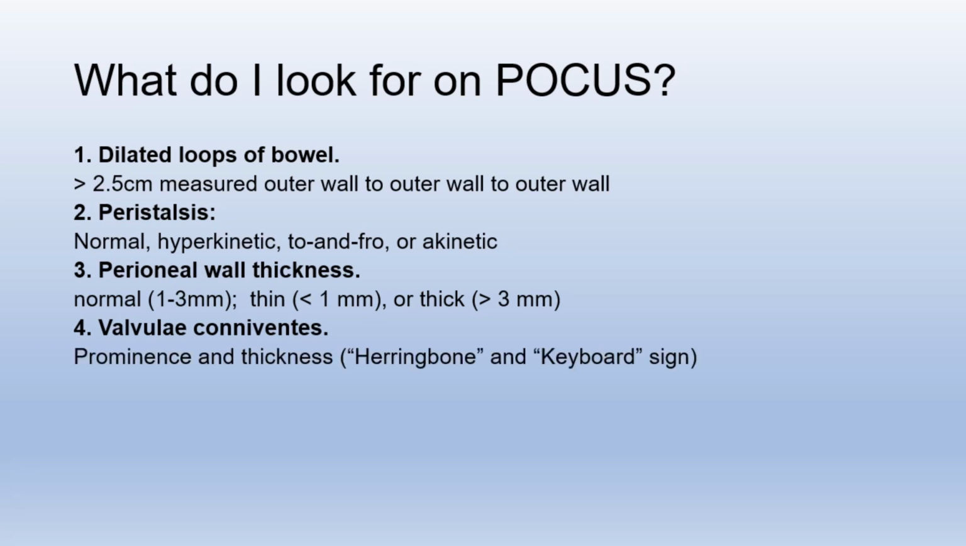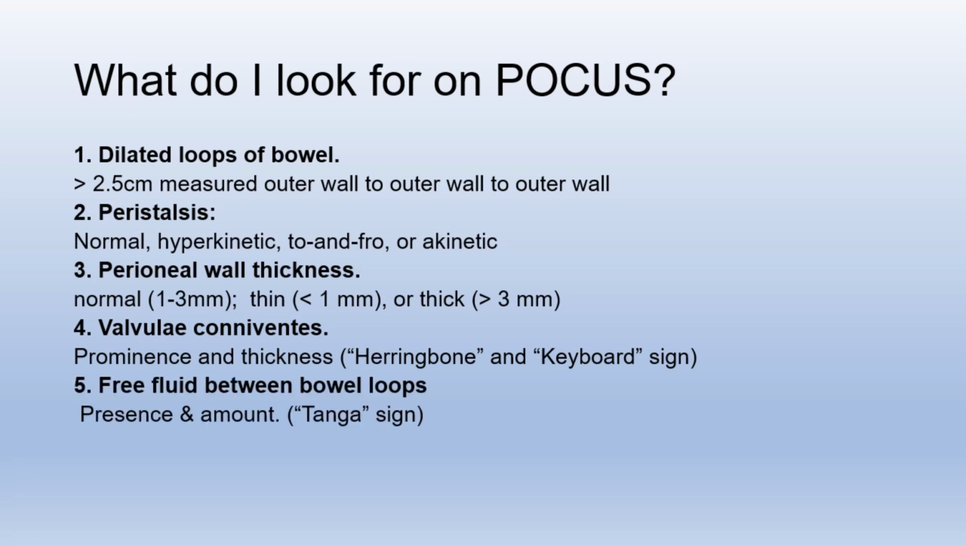Then you're going to look at your valvulae. And as you saw in those two cases, this is a little subjective. So prominent and thick, yes, but how prominent and thick is concerning. So remember, you're looking for the hairbone sign going across the bowel, like fish ribs, and the keyboard sign, which looks like a keyboard, and both indicate that you're at the level of jejunum. And depending on how prominent and thick and hyperechoic they are, you'll have more or less concern for a high grade or low grade obstruction.